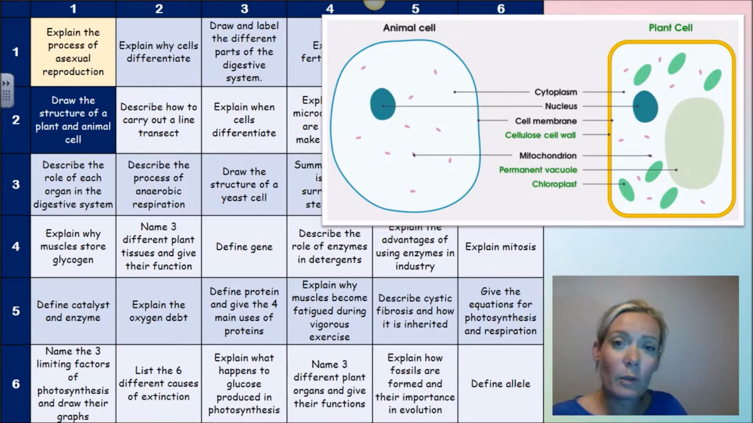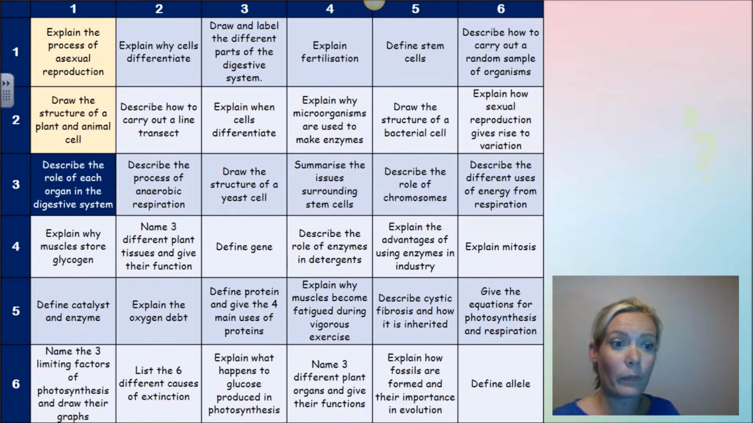The other thing is the plant cell will contain chloroplasts, which contain the molecule or the chemical chlorophyll, which will absorb light for photosynthesis. Okay, so please make sure you know the differences between the two and you're able to label them.